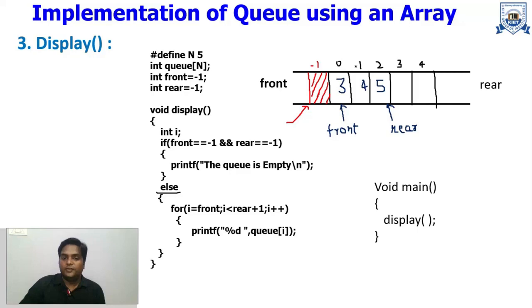Then the value of I is 1. 1 is less than rear plus 1, that is 3. Yes, the condition is true, then this 4 will be printed. Again I plus plus, I is equal to 2. 2 is less than 3, the condition is true, then this 5 will be printed. Again I plus plus, now I is equal to 3. 3 is less than 3? No, the condition is false, so the for loop will be terminated. This is the way through which we can display the elements of the queue.